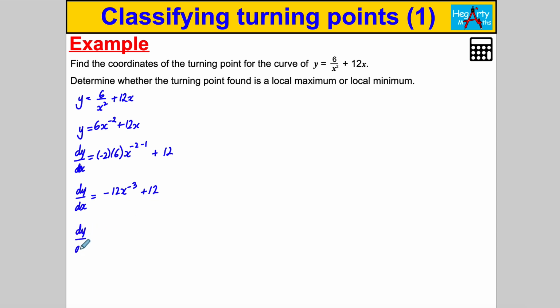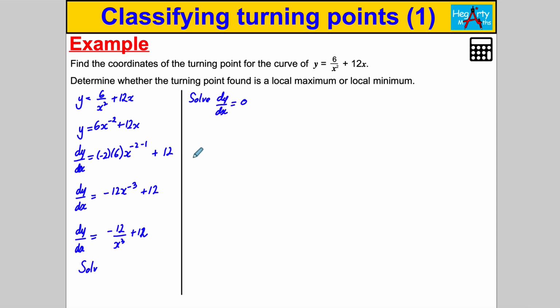And just because I'm going to need to substitute into the gradient function, I'm going to rewrite this in fraction form as negative 12 over x cubed add 12. Now, we were asked to find the coordinates of the turning point. All we've done so far is find the gradient function. So we're going to need to solve dy by dx equal to 0. So let negative 12 over x cubed add 12 equal 0.